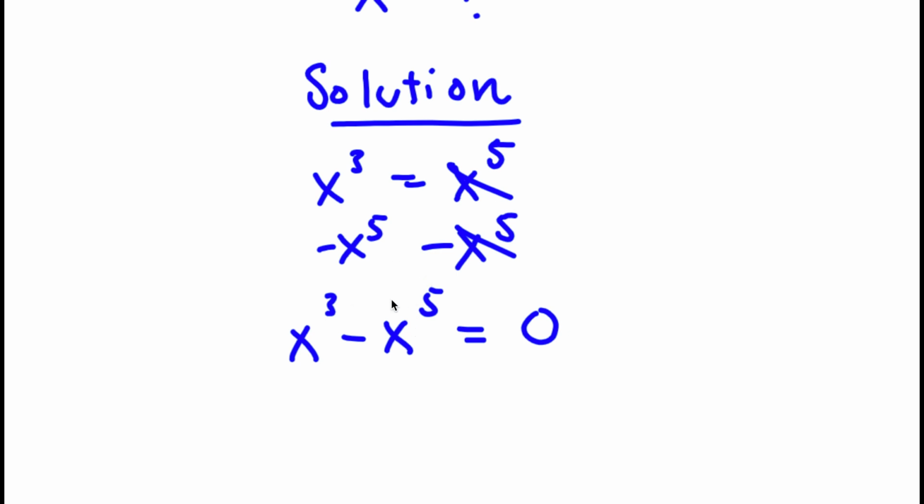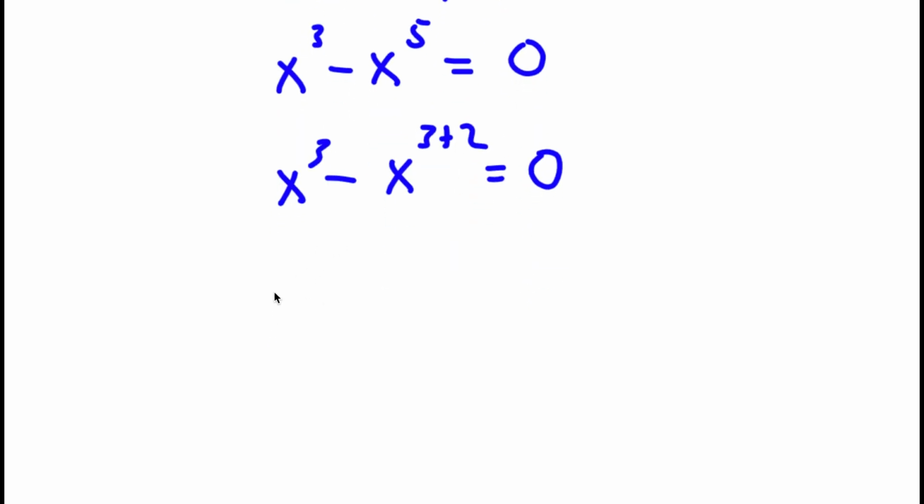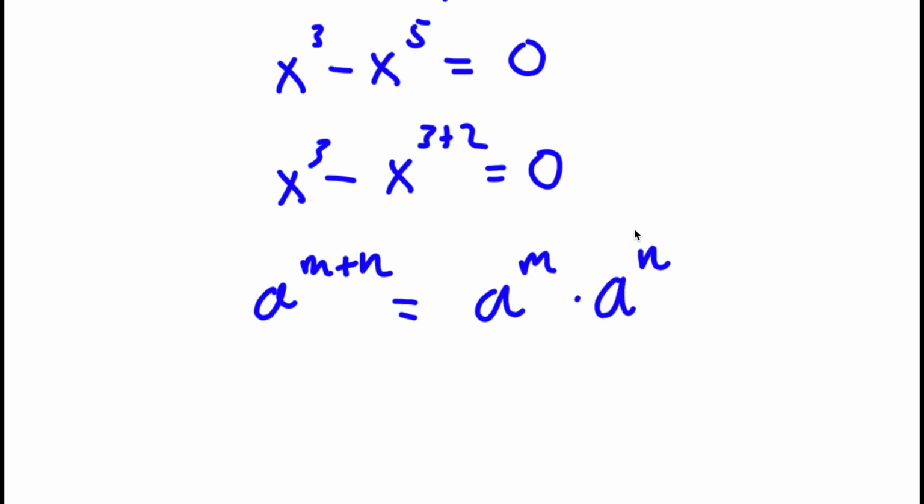Now x to the power of 5, I can rewrite as x to the power of 3 plus 2. And if I have something in the form a to the power of m plus n, this is equal to a to the power of m times a to the power of n. So in this case, x to the power of 3 plus 2 is going to equal x to the power of 3 times x to the power of 2. This is equal to 0.